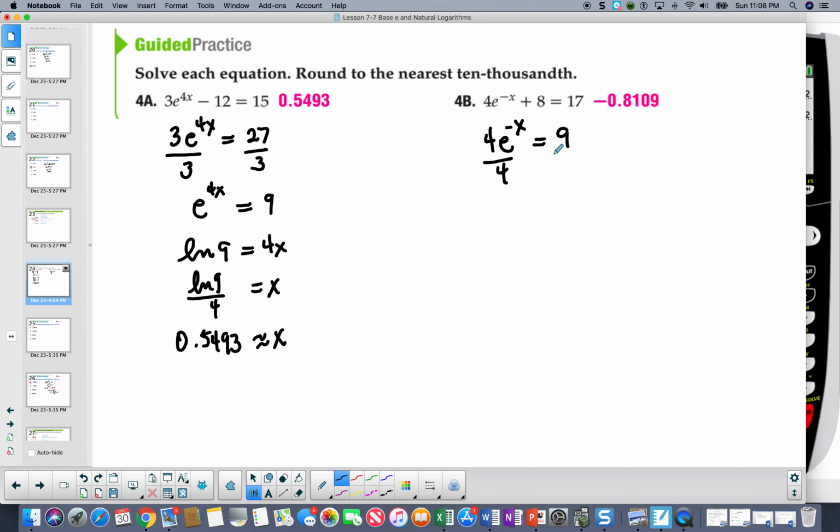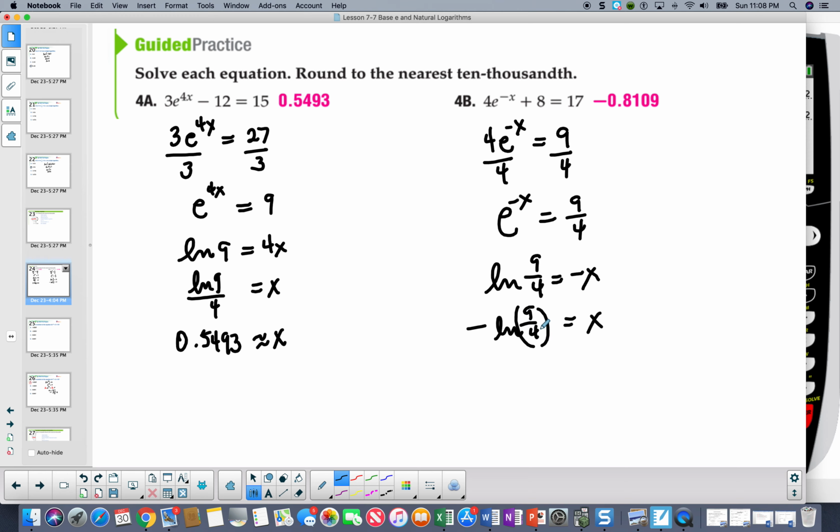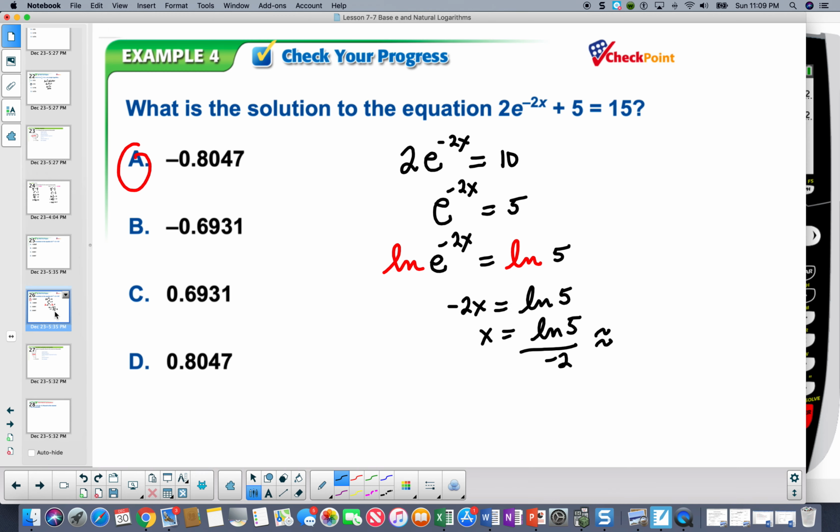I'm going to divide both sides by 4. So this is e to the opposite of x is equal to 9/4. And I'm going to write the natural log of 9/4 equals, and then here's my exponent. And now I'm going to get rid of the negative, and this is going to be negative natural log of 9 over 4. And I can go ahead and put it in the calculator that way, and this will be approximately -0.8109. Your turn, pause, and here's the answer.